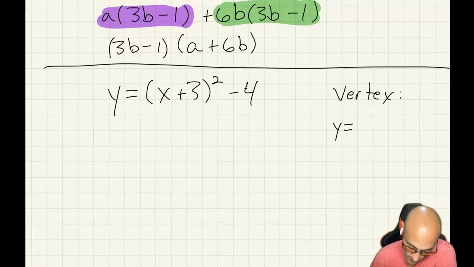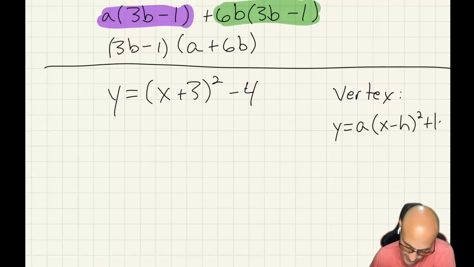It's really nice. But the general form is a times the quantity x minus h squared plus k. And the vertex itself is the point (h, k). So whatever this number is right here, h, will be the x value of the vertex. And whatever is this number here, the k, will be the y value of the vertex. And then the other thing that we have is that a value, and the a value tells us the stretch factor.